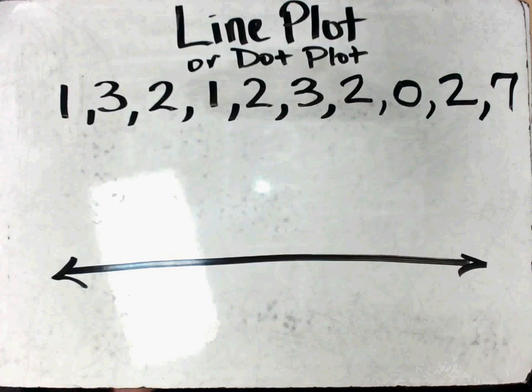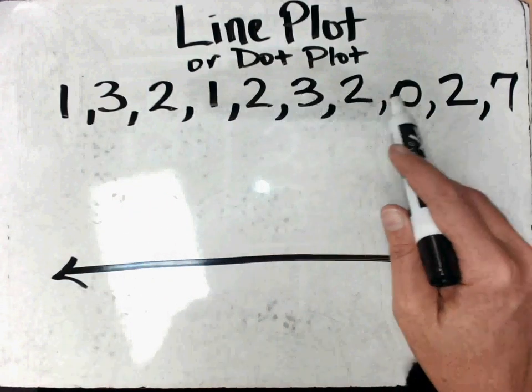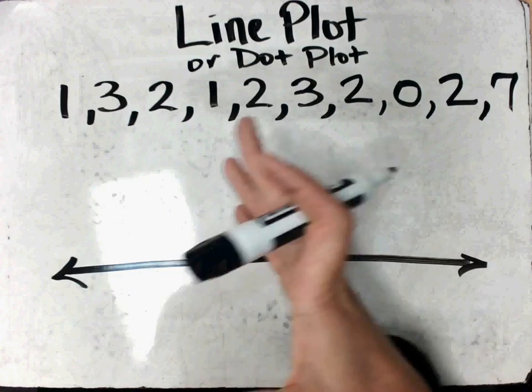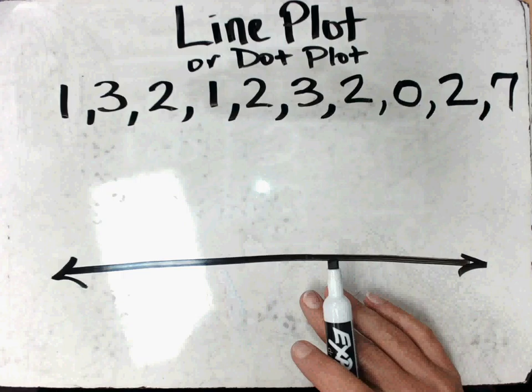When you have a set of data, one way to organize it is in a line plot, or sometimes it's referred to as a dot plot. Here we have a set of data. We have a 1, a 3, a 2, a 1, a 2, a 3, a 2, a 0, a 2, and a 7. And we want to organize it because right now it's just a bunch of numbers. So we're going to organize it on a number line.